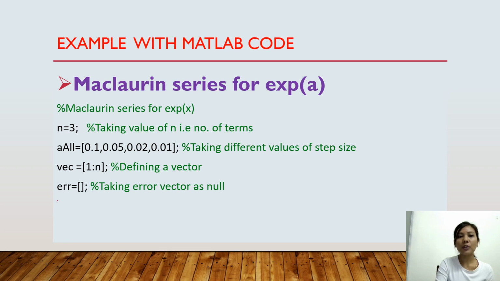So n equal to 3. n equal to 3 defines the number of terms that we are taking. We can take any value of n. And a_all gives the different values of step sizes. Here I have taken four different values of step sizes: 0.1, 0.05, 0.02, 0.01, and defined a vector 1 to n. And this is the error vector, which I have taken as a null vector.